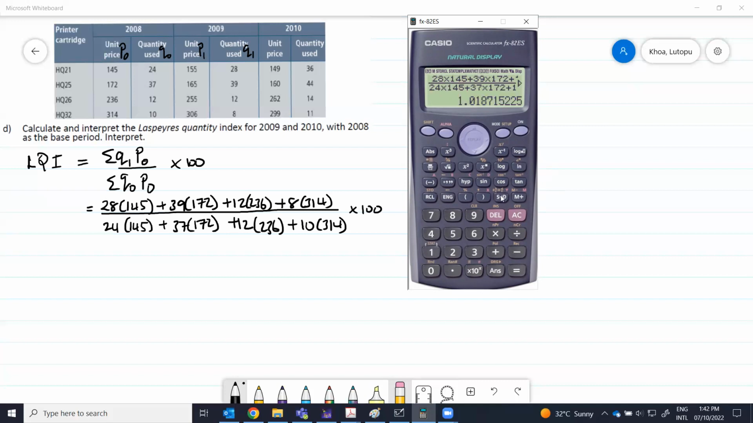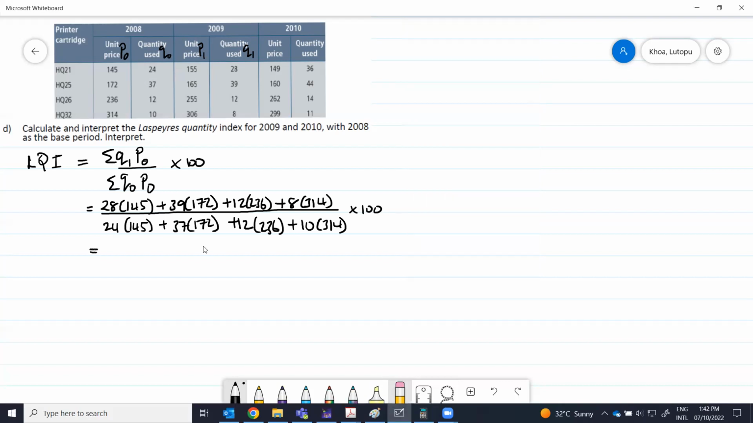This is 101. So I forgot to multiply by 100. So it's 101.87. So you can see that this is greater than 100. So that means there is an increase. So just say this number minus 100, and that will give you 1.87. So there is a quantity increase of 1.87.